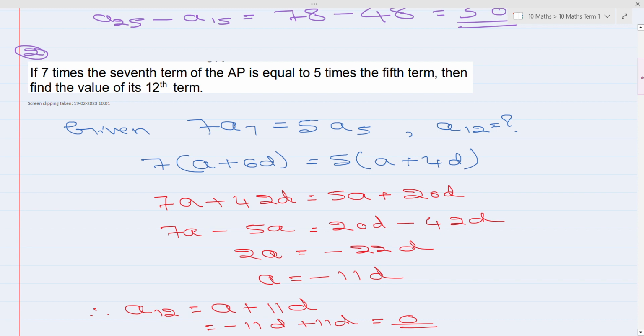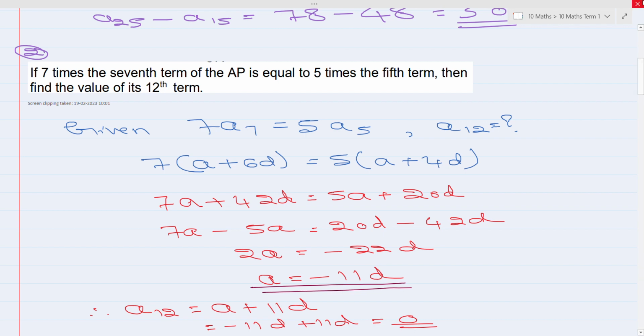So when we open the bracket, it is 7A plus 7 times 6, 42D, is equal to 5A plus 5 times 4, 20D. So rearranging the terms, A on one side, D on the other side. 5A shifted left, 7A minus 5A, you get 20D minus 42D. So 7A minus 5A, 2A is equal to minus 22D. Dividing by 2 on the other side, you get A is equal to minus 11D.